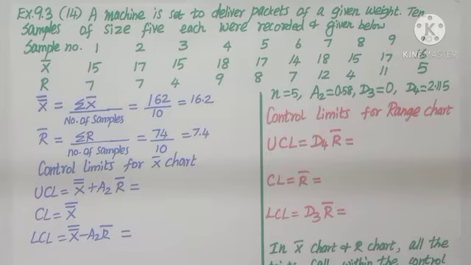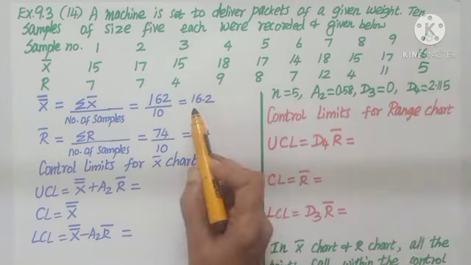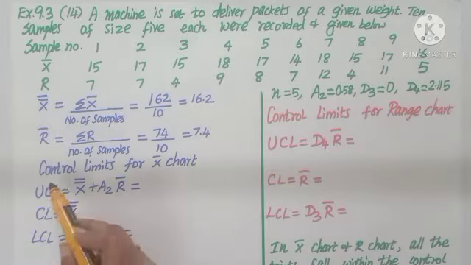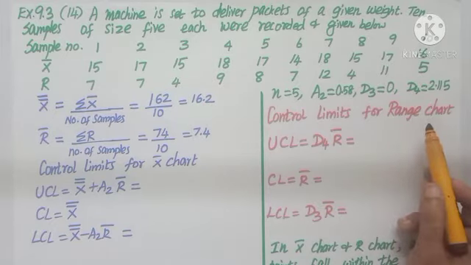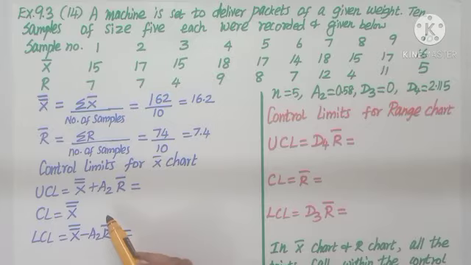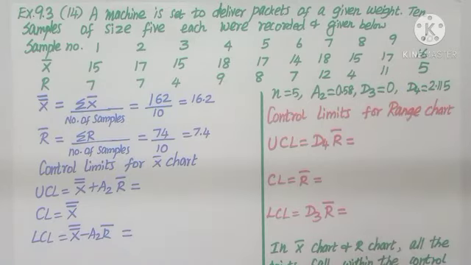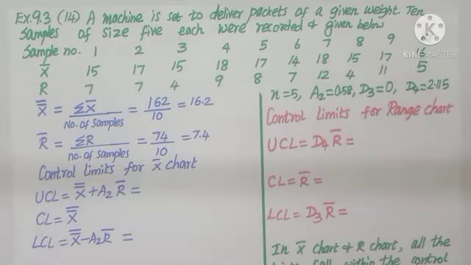In the given problem with x bar and R for various samples, say 1 to 10, let us find out x double bar and R bar, to find the control limits for the x bar chart and the R range chart. Having found UCL, CL, LCL, we can check if all the values of the samples fall within the limits. Even if one value falls outside the limit, we will immediately conclude that the process is not in control.